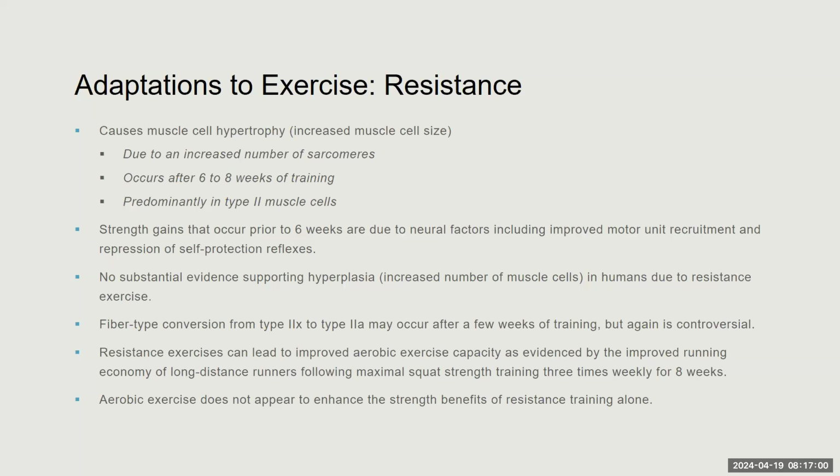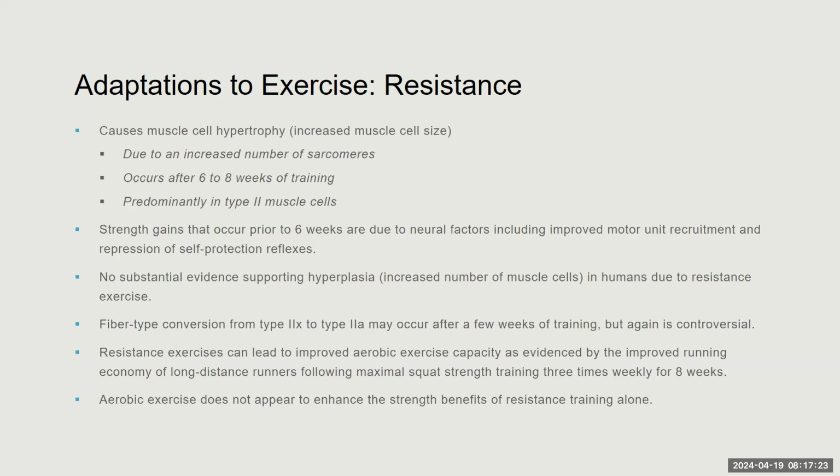So if we do resistance exercise, what happens? Obviously, the whole point here is you're trying to cause muscle cell hypertrophy, and this is going to be due to the increased number of sarcomeres. You don't actually increase the number of muscle cells, you increase the sarcomeres. This occurs after about 6 to 8 weeks of consistent training, and it predominantly happens in those type 2 muscle cells.